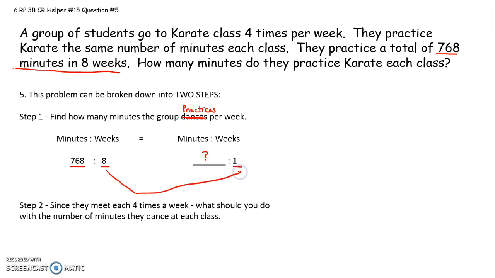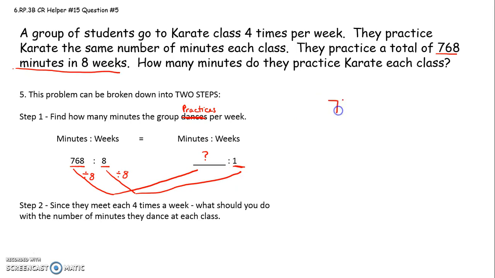And then you can just find a connection between the parts you know. You have to go from 8 weeks to 1 week. 8 divided by 8 is 1. Therefore, I can take the 768, divide that by 8, and I'll figure out how many minutes per week they practice.